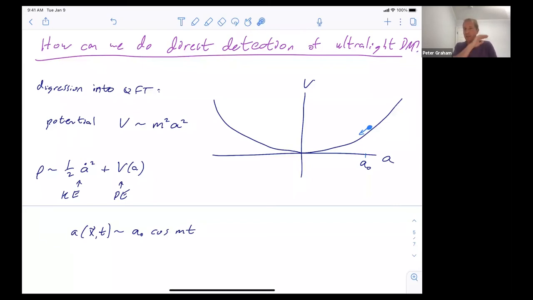So for right now, you should just imagine it being some completely homogeneous scalar field filling all space around the Earth, around my detector. The whole value of that scalar field is the same everywhere around me, and it is oscillating in time with frequency equal to the mass. And that's the background signal that I'm looking for. That's the background field that I'm looking for.